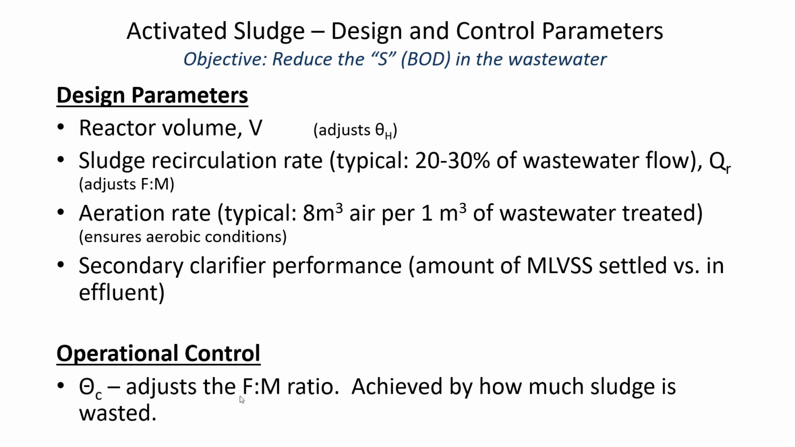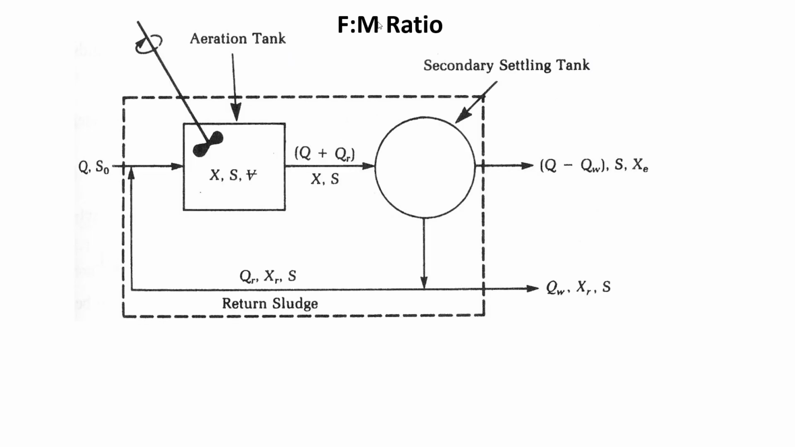F, the food, is just a reflection of the conditions of your system. You don't have direct control over that, but you can control the number of microorganisms in the aeration basin. So they have a target mixed liquor volatile suspended solids concentration. And I think when we visited in Huntington, I believe he mentioned that they were aiming for about 2,500 milligrams per liter as the mixed liquor volatile suspended solids concentration.